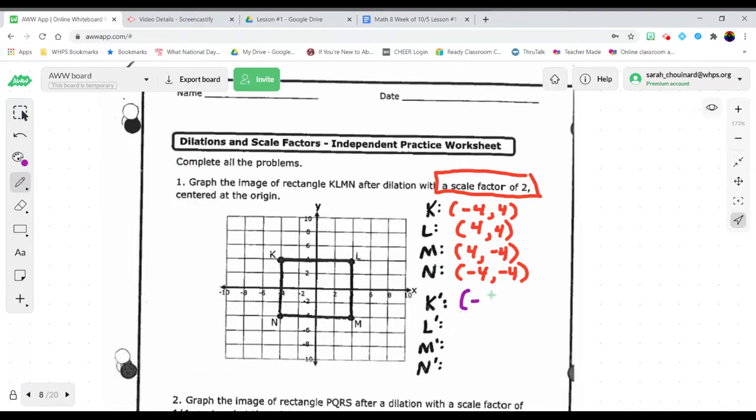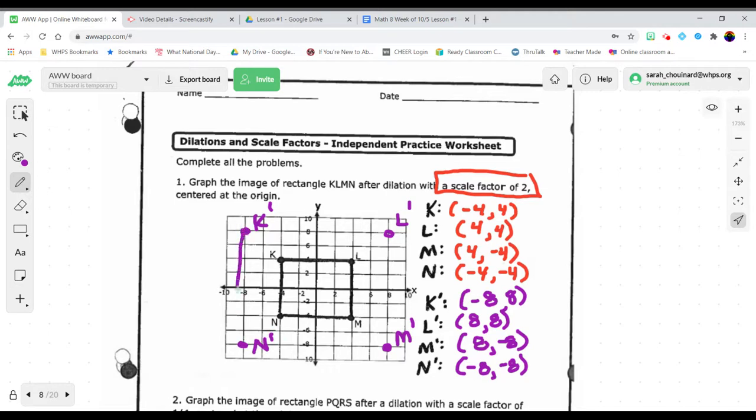So K becomes (-8, 8). That's K prime. L becomes (8, 8), multiplying both coordinates by 2. That's L prime. M becomes (8, -8), M prime. And then N prime becomes (-8, -8). And so that's right there.